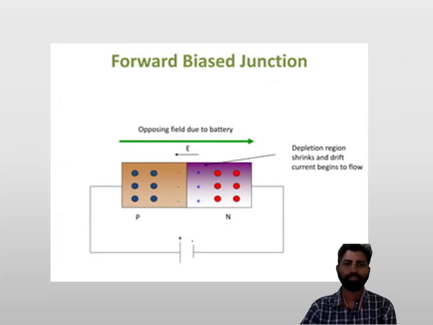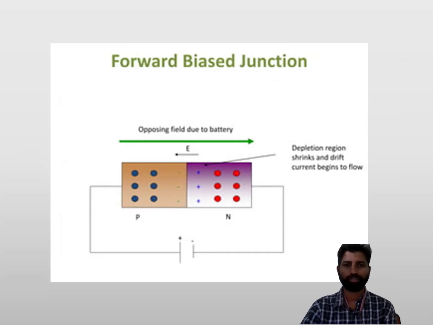We can see the positive terminal and the negative terminal. The positive terminal is connected to the P-type material and the negative terminal is connected to the N-type material. This is a very important consideration for the forward bias condition: the positive terminal of the battery should be connected to P, and the negative terminal should be connected to N.